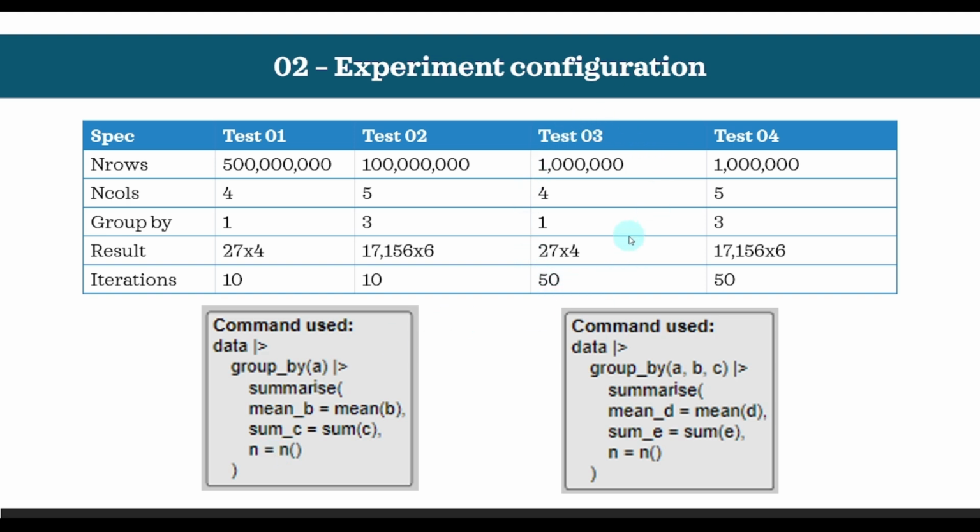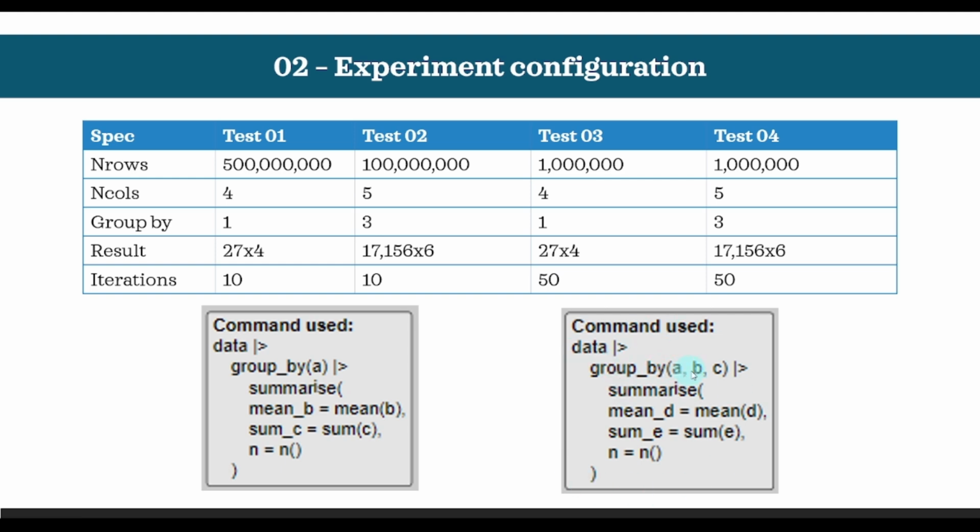The test C used the same command, but in this case I had only 1 million rows, so I could run more iterations. I ran a total of 50 iterations and I averaged them. Then we have the test number 2 and the test number 4. In the test number 2 we have 100 million rows. In this one we have only 1 million, but you see that we have 5 columns and we group by 3 columns. So for these 2 tests we use this command.